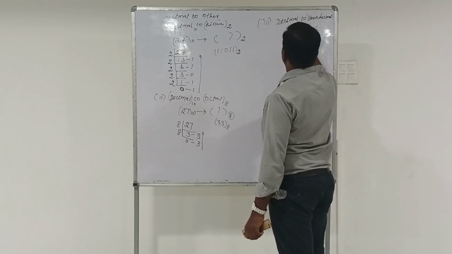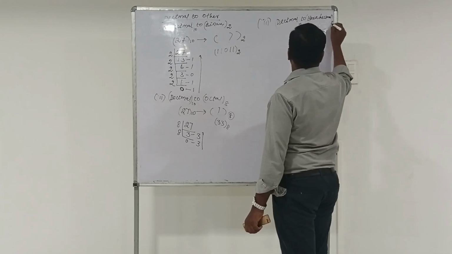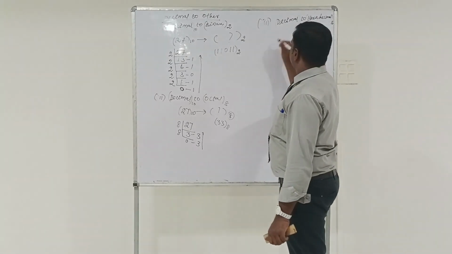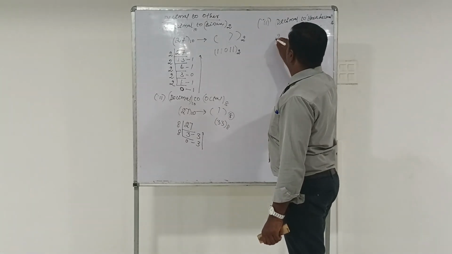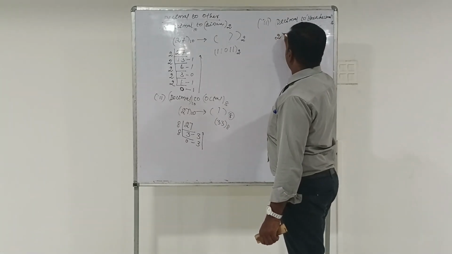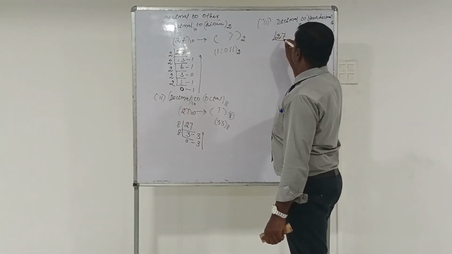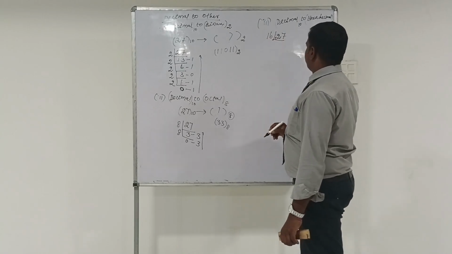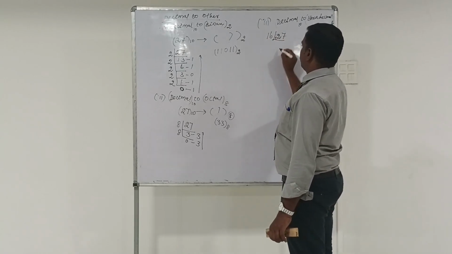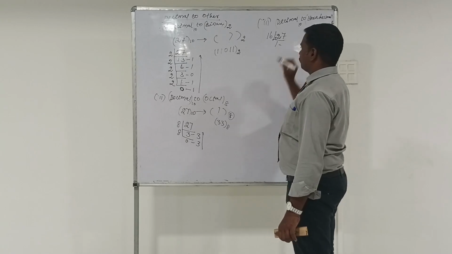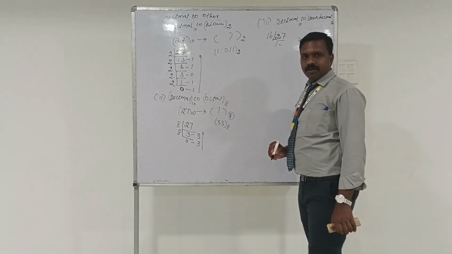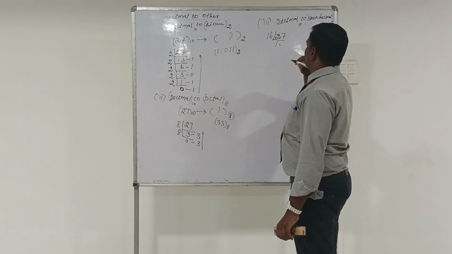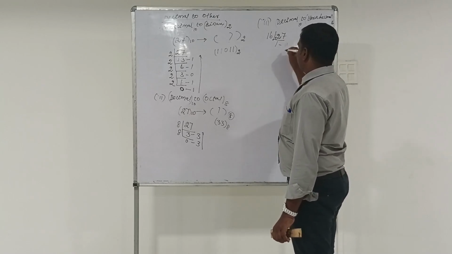What is the base value of decimal? 10. Hexadecimal is 16. Okay, so 27 divided by 16. How many times here? Only one time it will come here. The quotient is 1 only. Remainder, how many will come? The remainder is 4 plus 11.